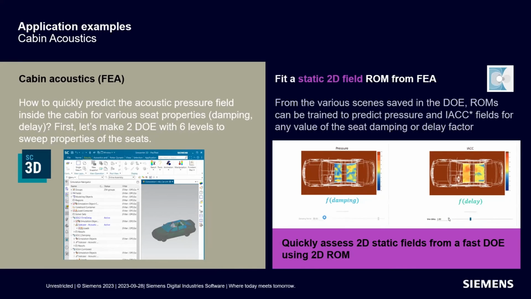And one thing that's being measured here is the IACC, so the inter-aural cross correlation, right? So the measurement of the difference between the two signals of ears of a person, right? So acoustics is a big deal when it comes to different pressure fields inside of a cabin. So one way to speed it up is using reduced order modeling.